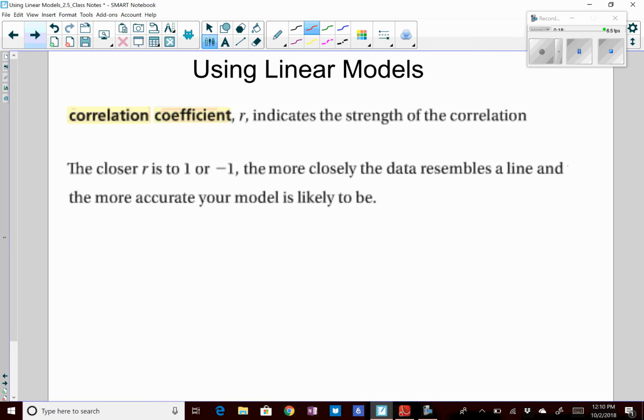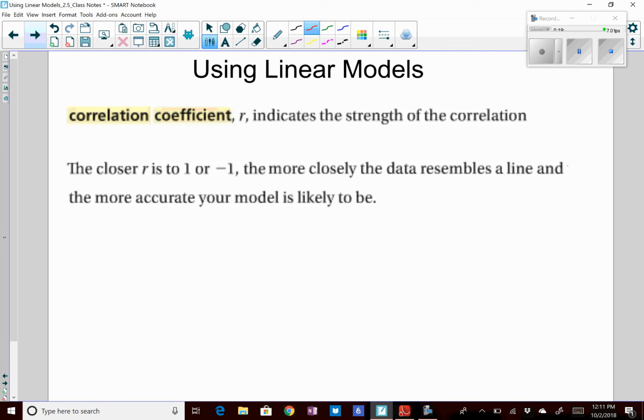Let's talk about the correlation coefficient. The R value indicates the strength of the correlation. So we can get this value on the calculator, and I'll show that in a second. But the closer that number is to 1 or -1, depending on whether the correlation is positive or negative, the more closely the data resembles a line and the more accurate the model is likely to be. So you have a reliable model if the R value is very close to 1 or -1. And the further away it is from that, the model is a lot weaker.